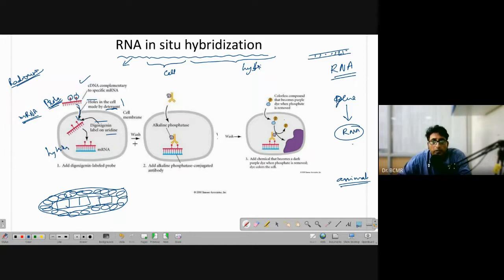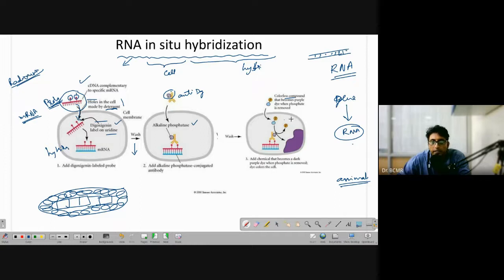So once that happens, we will wash it to remove any unbound probe, and then we will send in the monoclonal antibodies against digoxigenin. That antibody against digoxigenin, or I will call it anti-DIG, is conjugated to an enzyme like alkaline phosphatase. And now we add substrate for alkaline phosphatase.